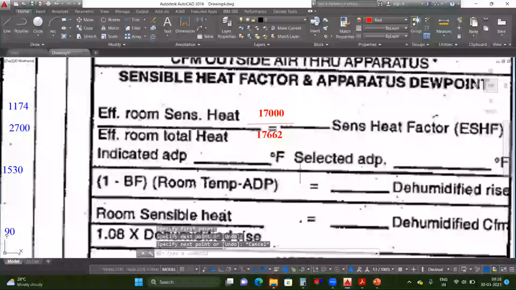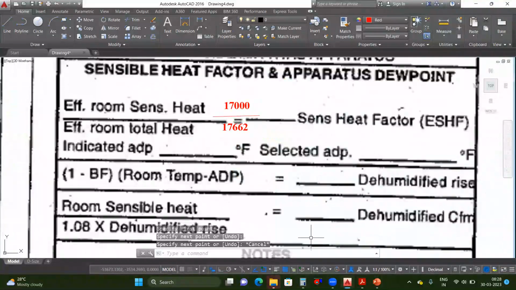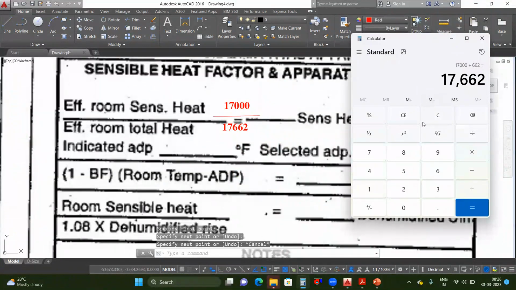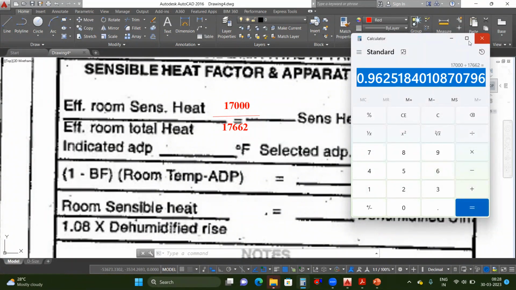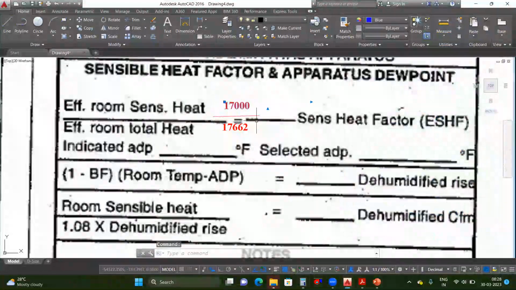So when we do this, we'll get the sensible heat factor. So we'll multiply 17,000 divided by 17,662. We'll get 0.96. It is the sensible heat factor.